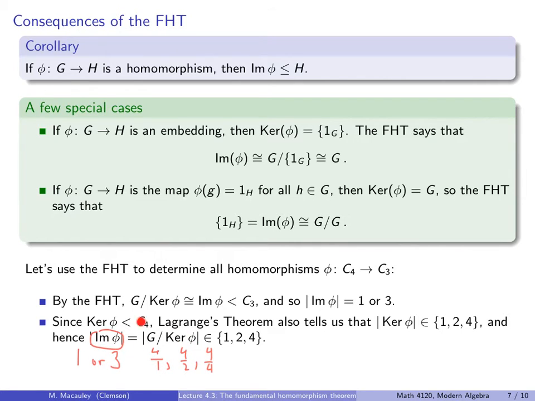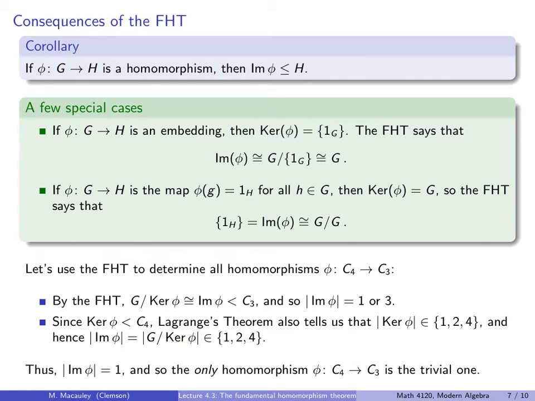So this number, whatever it's equal to, is either 1 or 3, and it's also either 4, 2, or 1. So the only possibility that satisfies both of these is 1. So this has to equal 1. Therefore, the order of the image is 1, which means that the only homomorphism from C4 to C3 is the trivial one, namely the one that sends every element to the identity, because that's the one where the image has size 1.